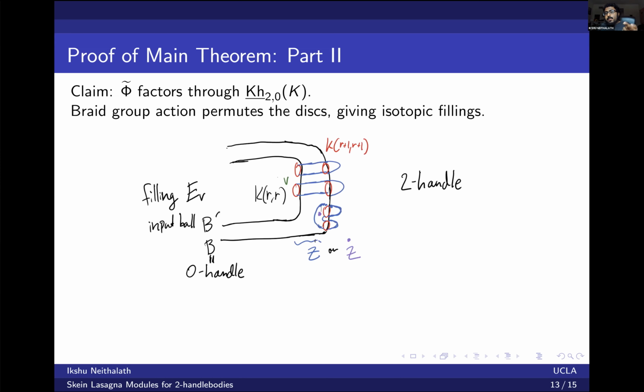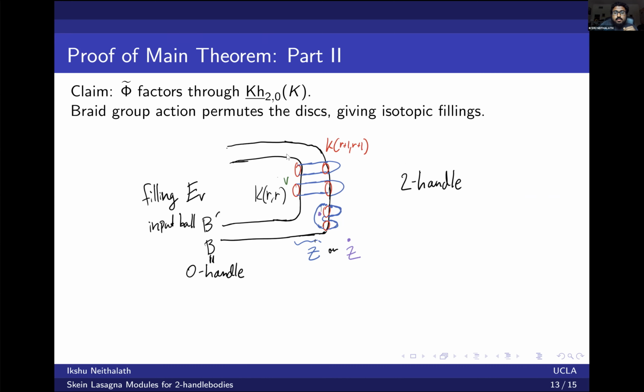The more interesting thing is what's going on with these Z and Z dot cobordism maps. To understand that, we have to look at this other filling, E sub V, I'll call it. So what is this filling? Well, on the left here we have the 0 handle, and on the right is the 2 handle, just in the white space here. And B prime is just a slightly smaller ball than the 0 handle.